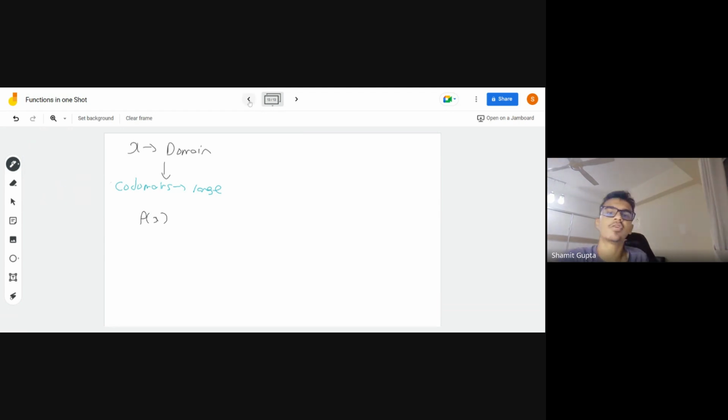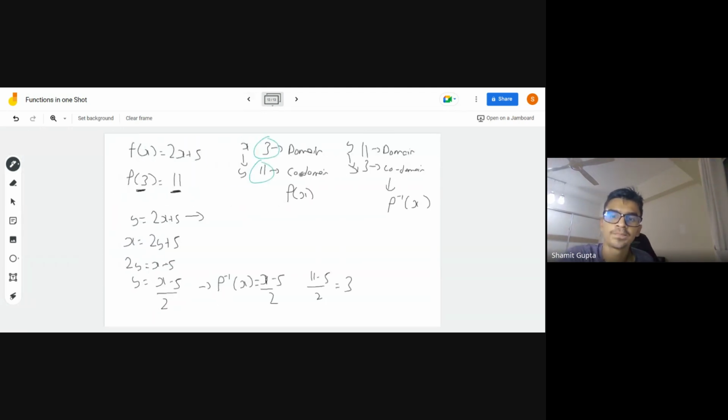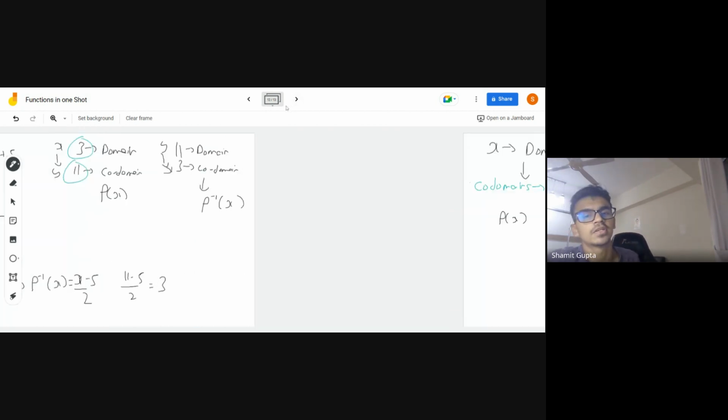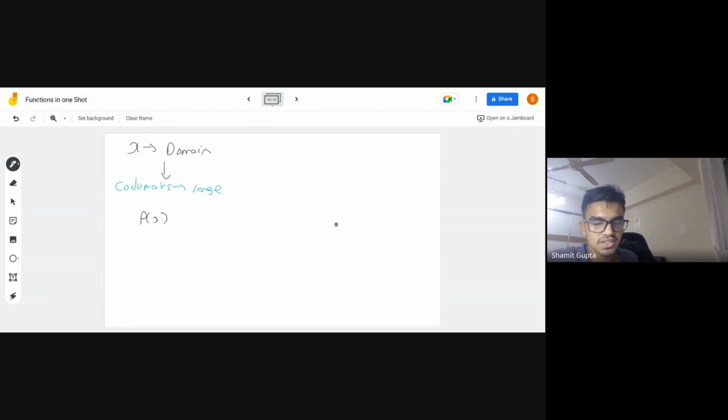For f inverse x, we want the opposite, right? We want this codomain to be the domain, and we want to get the original domain back. That's what the inverse function is. When we put 3, we got 11. We want to find a function where when we put 11, we get 3. That's actually what f inverse x is: when you put these codomains or range, you get the original domain.